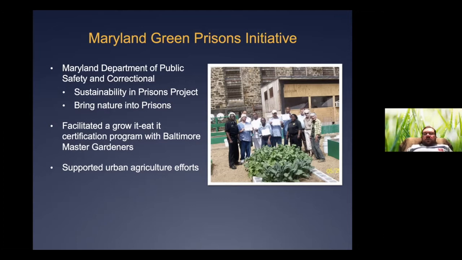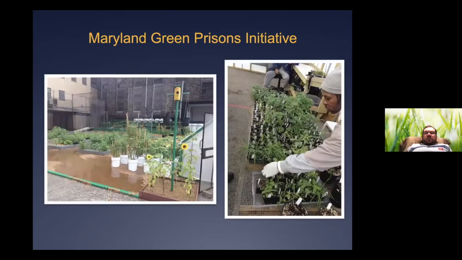And those are some of the inmates there showing their certificate, and to support some of their urban agricultural efforts. There's some of their urban agriculture that they've done. The photo on the left is taken in the rain, but it's one of the best views that I have of what they're able to do. Those are their composting bins in the back, and then they created all of this themselves, starting all their plants inside.